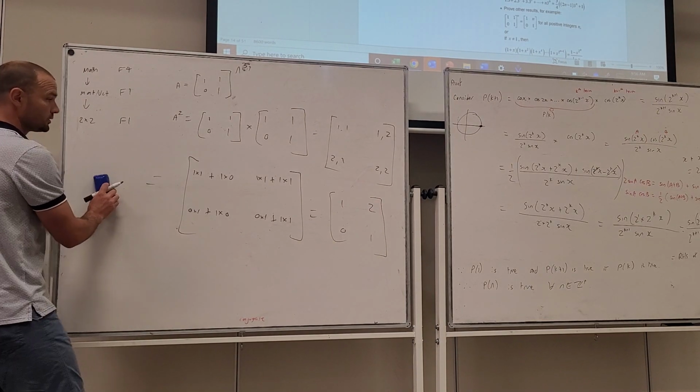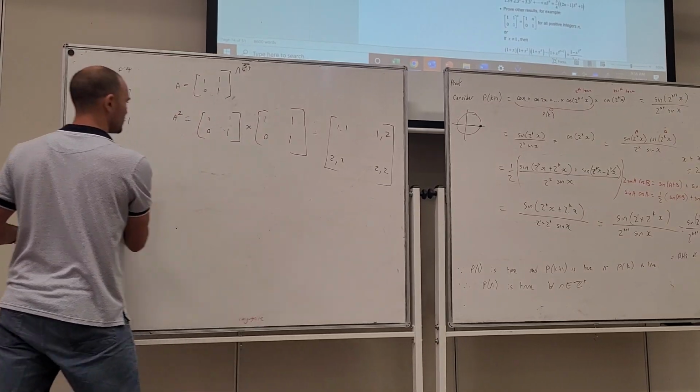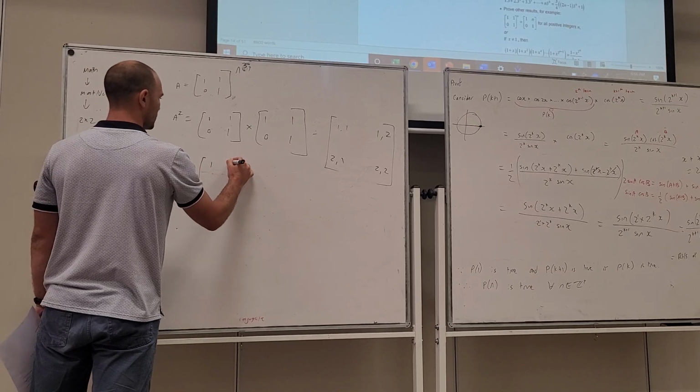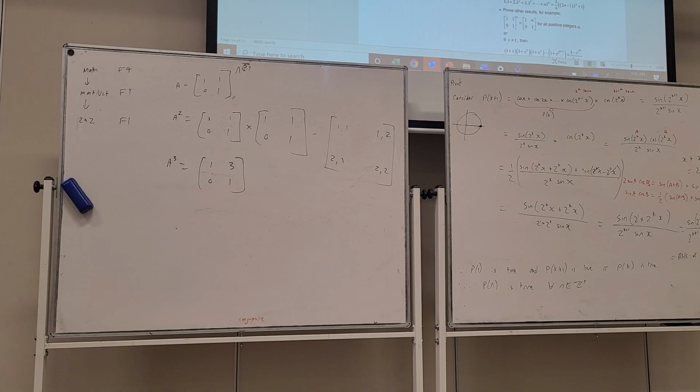So if we do that, I'll clear this off. If we do that, we'll have matrix A to the 3 is 1, 3, 0, 1. All right, everyone see that on their calculator?